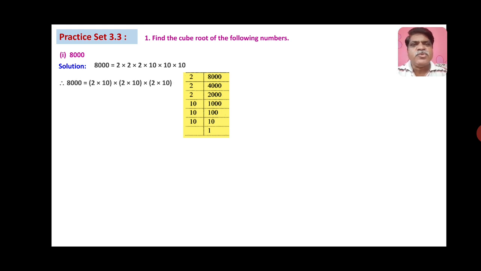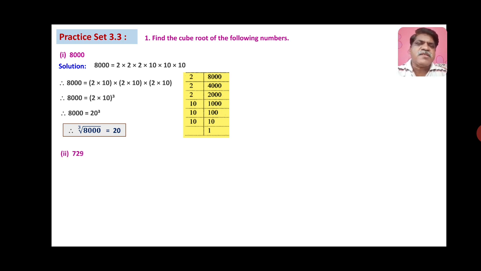We will make the groups of 2 into 10, 2 into 10, 2 into 10. Three 2s are there and three 10s are there. It is easy to write: 2 into 10 is coming 3 times, so raised to 3. Therefore 8000 is equal to 20 raised to 3. Therefore the cube root of 8000 is 20.